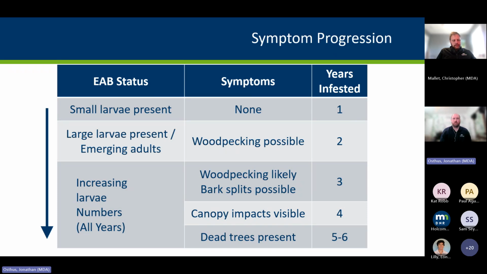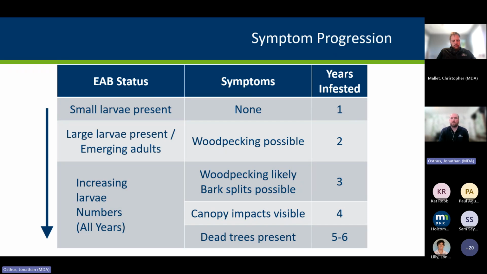And so in that first year of infestation, you have small larvae present. You're not really going to see any outward signs that tree is infested. If you want to find emerald ash borer in a tree in that first year of infestation, you'd have to do something like what we call branch sampling, and that's removing 2 meter sections of branches in the mid to upper canopy and then debarking it with a draw knife to look for the larvae.